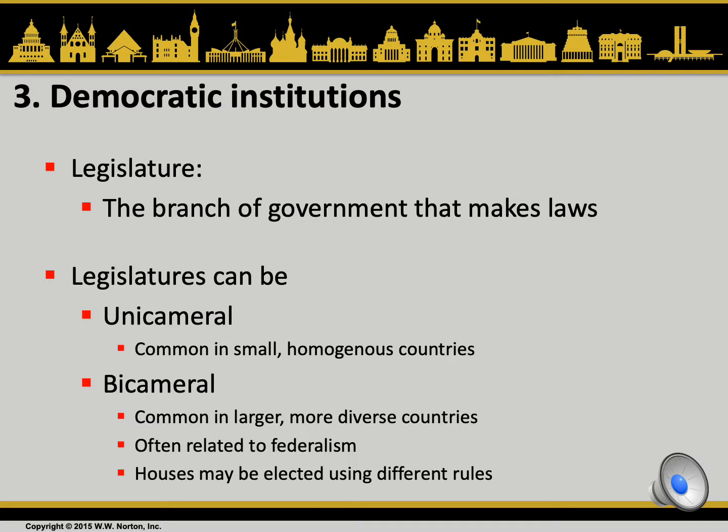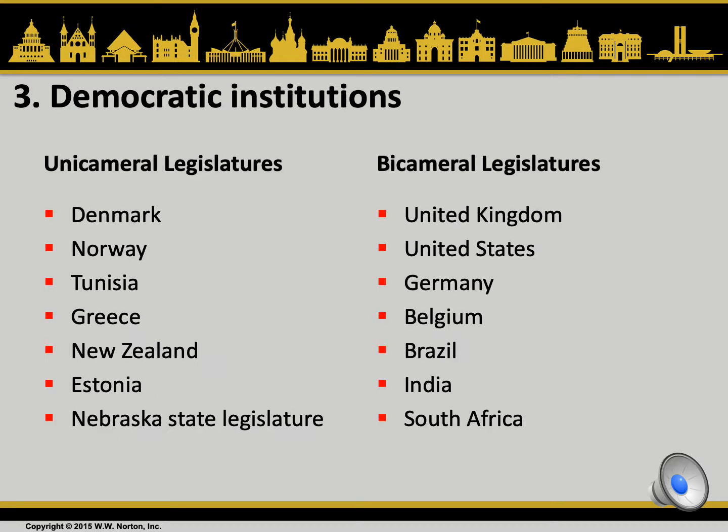Remember, we talked about central versus federal systems. Oftentimes, when there's a federal system, you'll find bicameral legislative bodies, legislative institutions. And each house in a bicameral format may be elected using different rules, and we'll talk more about that. So, a few examples of unicameral and bicameral legislatures.